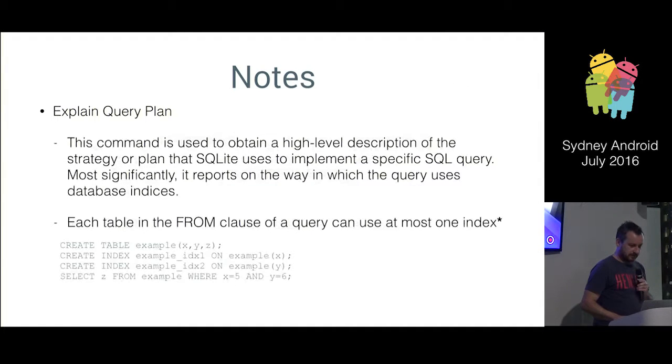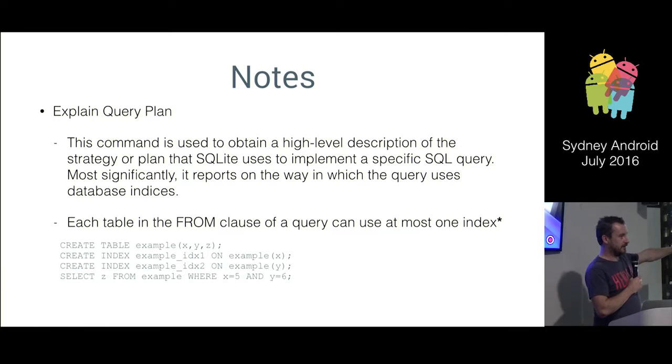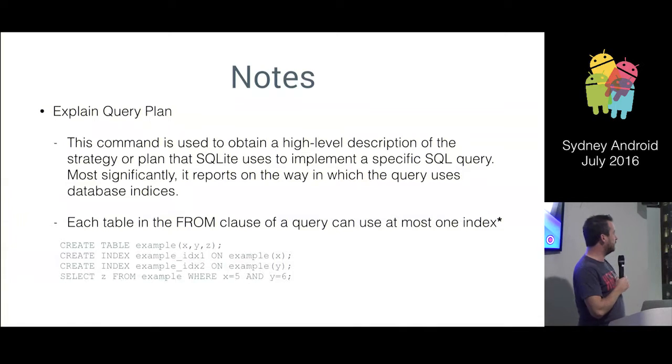So why am I here? People have been asking. So the execute query plan is basically used to analyze your queries and gives you an overview of how the SQLite database is going to execute it. And it specifically reports on which indices are going to be used to execute that particular query. Now, one of the things to note, there's a little asterisk at the end of my next statement. I won't go into what the asterisk is, but there's one particular use case where this statement isn't true. But each table in the from clause of a query can at most use only one index.